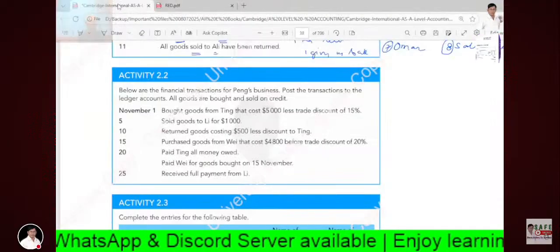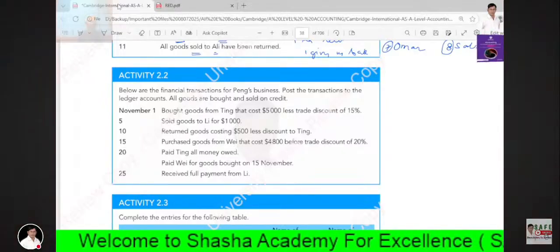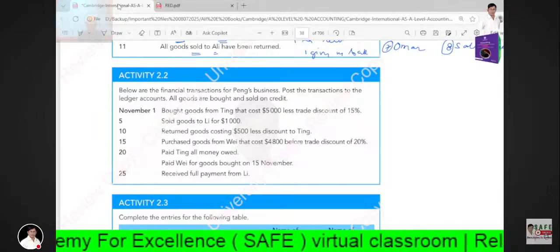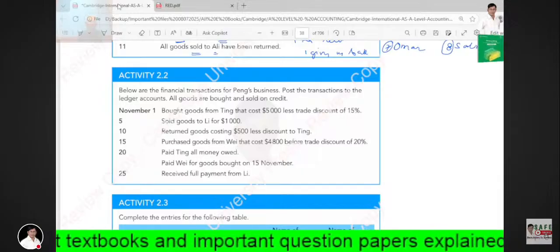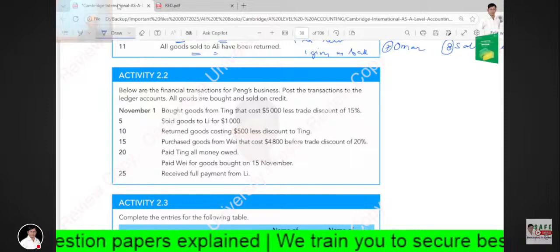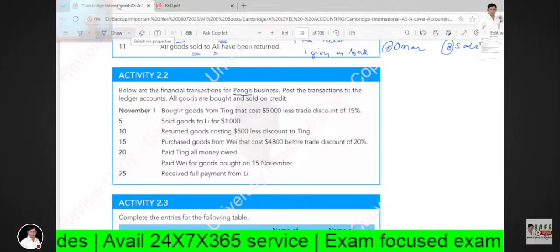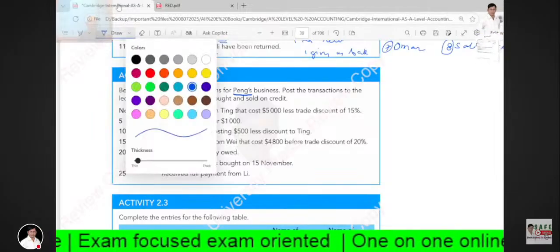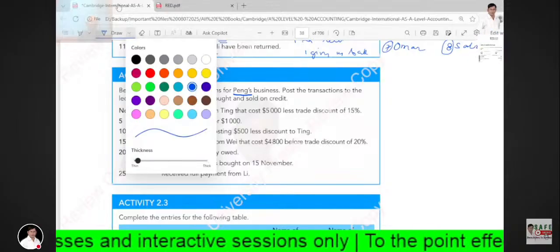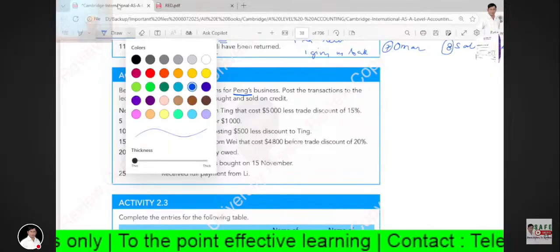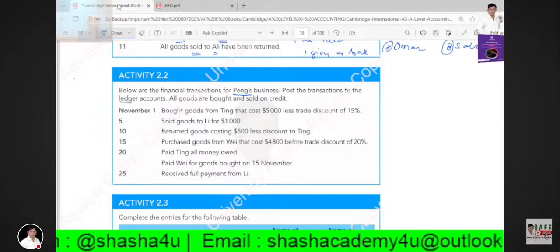Dear students, welcome back to Shashan's virtual classroom. So this is activity 2.2, credit transactions, from David Hopkins' latest book. Below are the financial transactions for Peng's business. These are the books of Peng's business. Post the transactions to the ledger accounts.